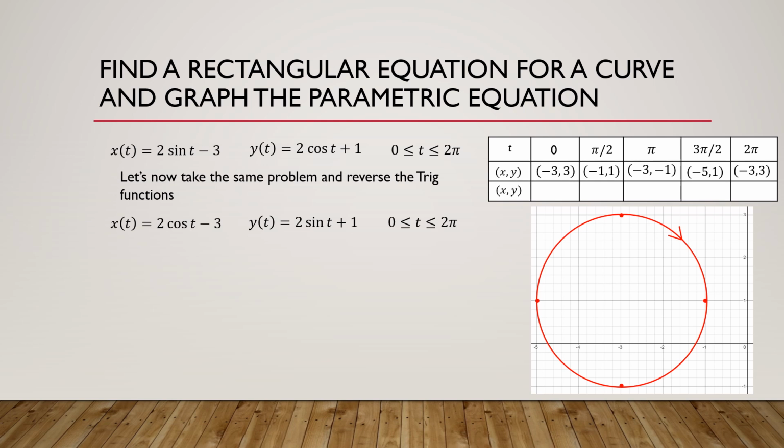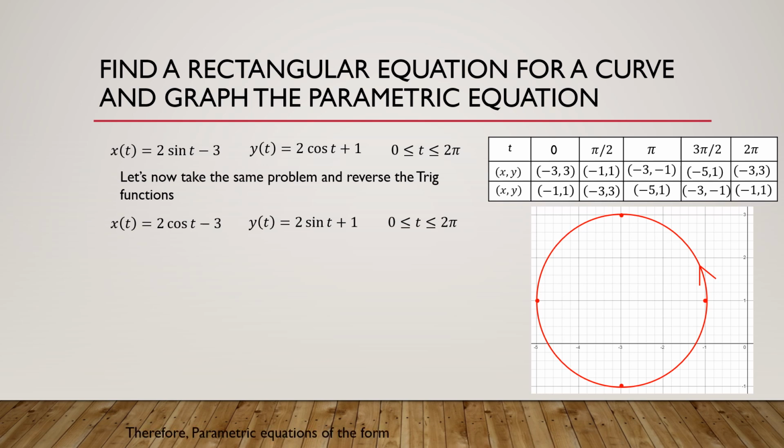For t equals 0, x is -1 and y is 1. When t equals pi over 2, x is -3 and y is 3. For t equals pi, x equals -5 and y equals 1. For t equals 3 pi over 2, x equals -3 and y equals -1. Finally, when t equals 2 pi, x equals -1 and y equals 1. Plotting these values gives us the same points on the graph, but this one moves counterclockwise from the point (-1, 1).